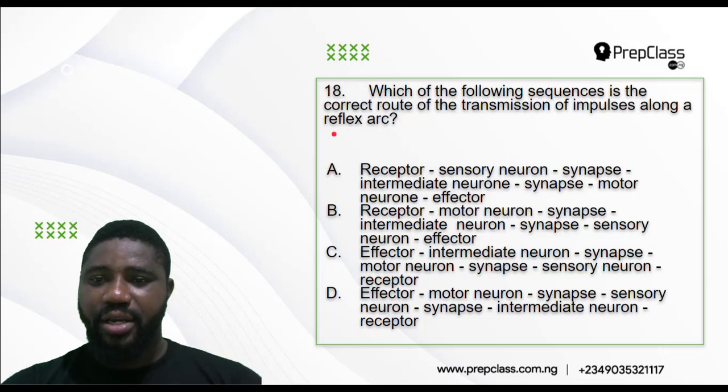Is it option A, receptor, sensory neuron, then to synapse, intermediate neuron, then to synapse, then to motor neuron? Is it option B, receptor to motor neuron to synapse, and so on? Is it option C, effector to intermediate neuron, then to synapse, then to motor neuron, then to synapse, then to sensory neuron? Or is it option D, effector to motor neuron, then to synapse, to sensory neuron?